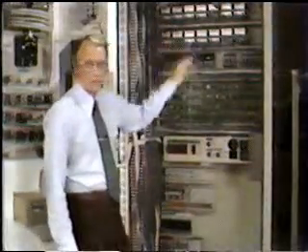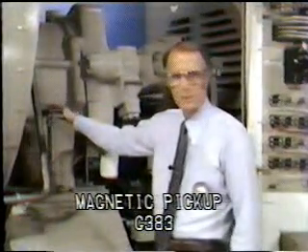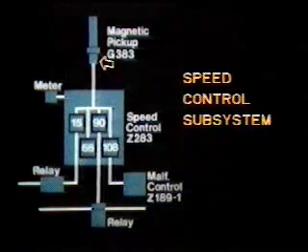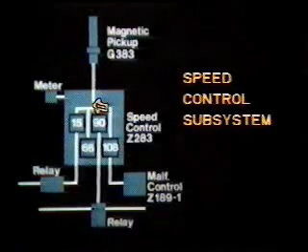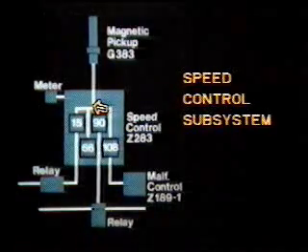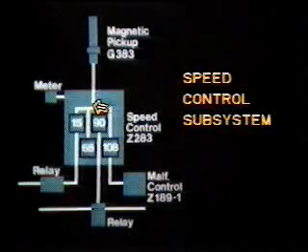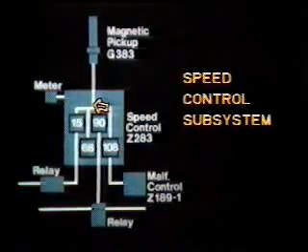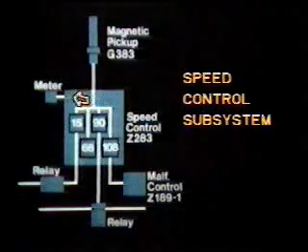The speed monitor in the center, for example, is part of a subsystem we will refer to as the speed control subsystem. The input signal for this subsystem is provided by the magnetic pickup G383, located here on the reduction drive gearbox. The magnetic pickup converts the rotational motion of the gears into an electrical signal which is sent to the engine speed monitor, Z283. When the engine is running, the speed monitor receives a constant signal from the magnetic pickup. The speed monitor converts the signal into engine speed, which is displayed on the engine speed meter.